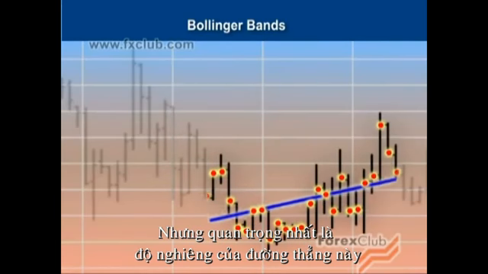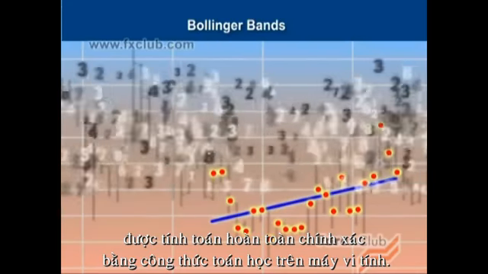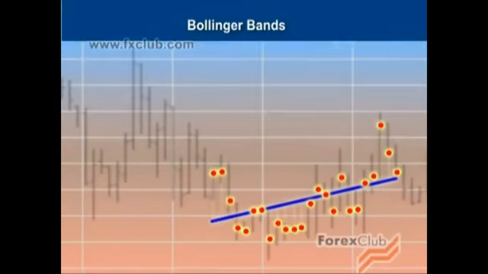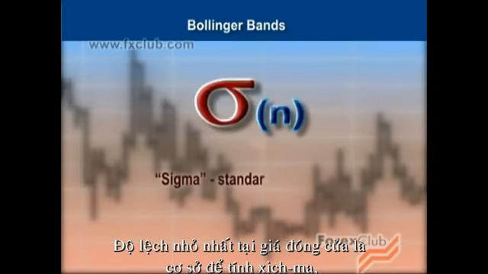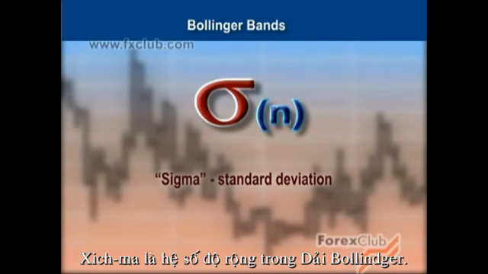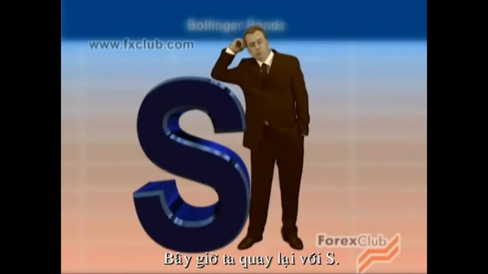But most importantly, the incline of this line, and it's called linear regression, and the minimum sum of deviations have a precise value that can be accurately calculated using mathematical formulas on a computer. The minimum sum of the deviations of the close price is the basis of the calculation of sigma, the standard deviation. And the standard deviation is the statistical measurement of price volatility for the period n. Sigma is a factor of the width of the range in the Bollinger range. So let's get back to S.